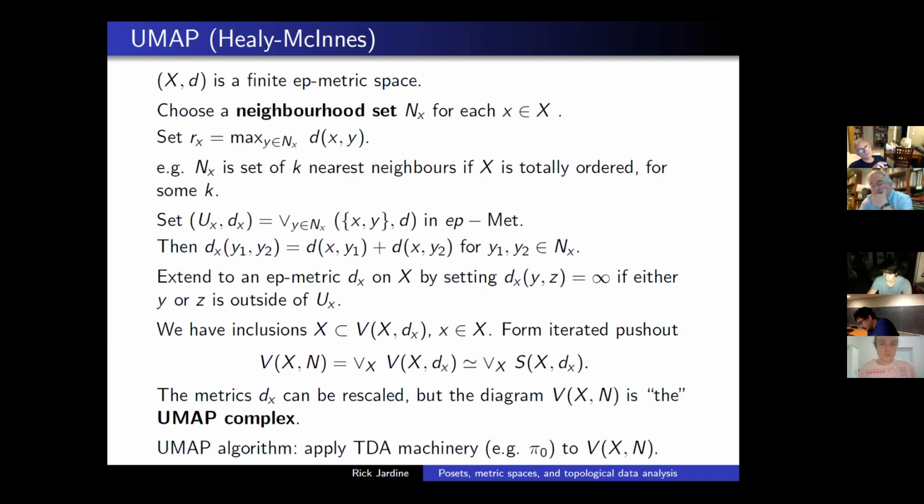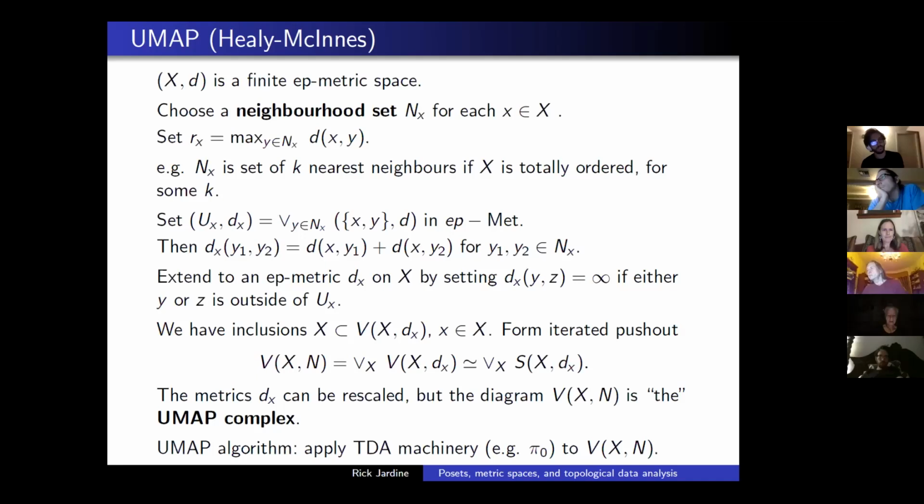It involves changing the distances that you see in an EP metric space, or not. But anyway, what you do is you take each element of a data set, and choose a set of neighbors nearby. Okay, this is what I'm calling n sub x. It's a finite set of neighbors. And I set r sub x to be the maximum distance from x to one of its neighbors inside this n of x. Okay, we'll come back to that later.